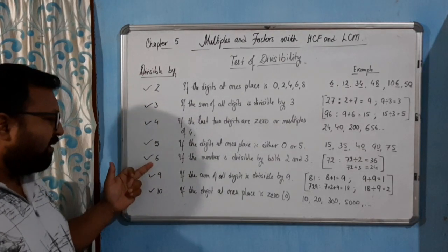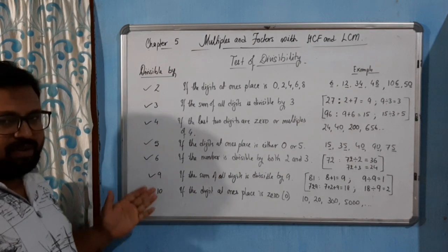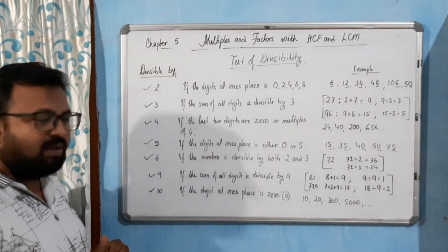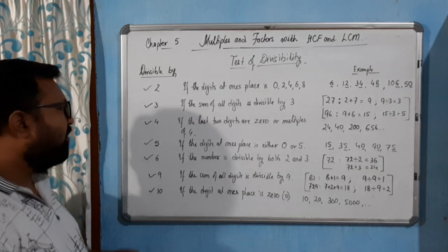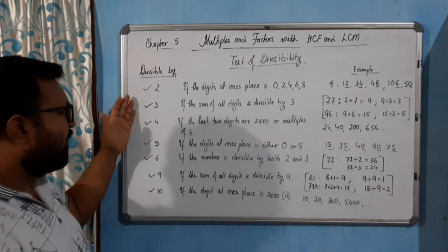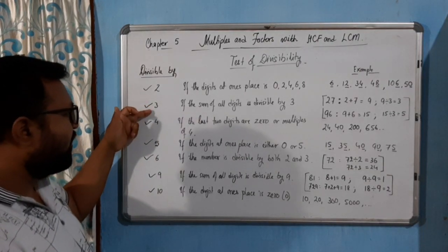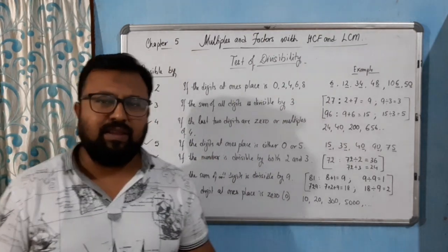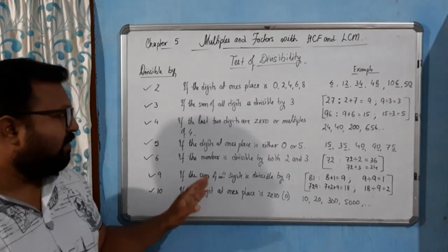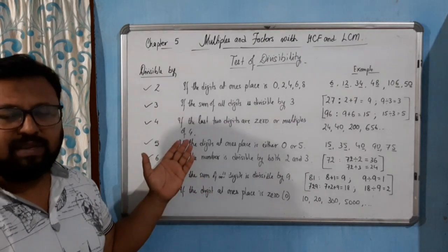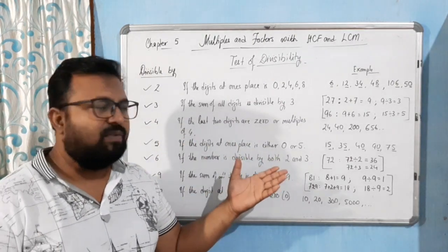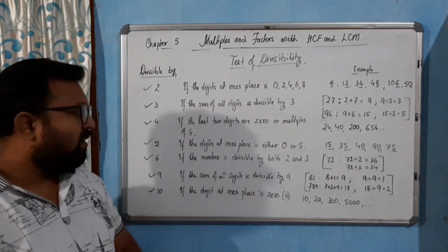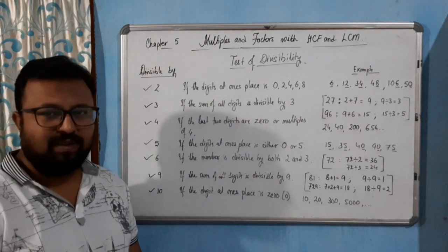And regarding 7 and 8, it is not given in your book right now. It will be in a higher class, I will give you. So right now, these are the divisibility properties of 2, 3, 4, 5, 6, 9 and 10. I hope you have understood this part. Whenever this type of question is asked, whether it is divisible by 2 or 3 or 5, you can use these rules to find that out. Thank you.